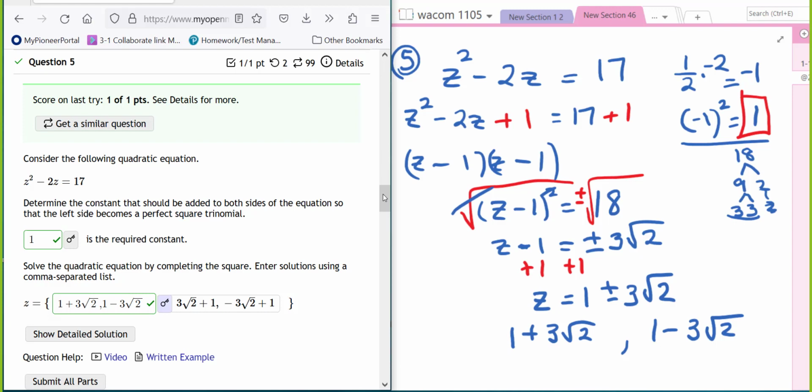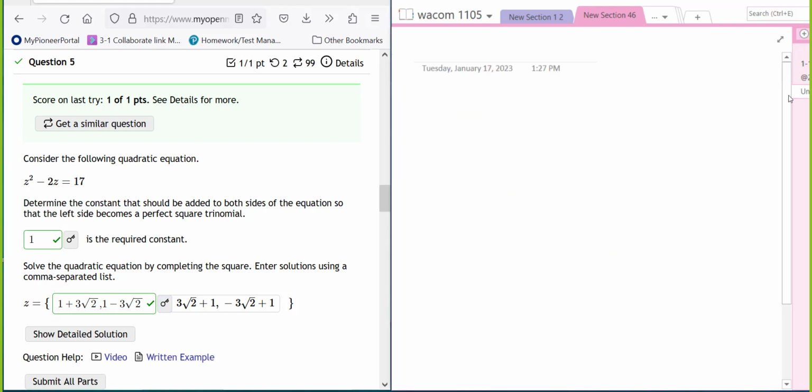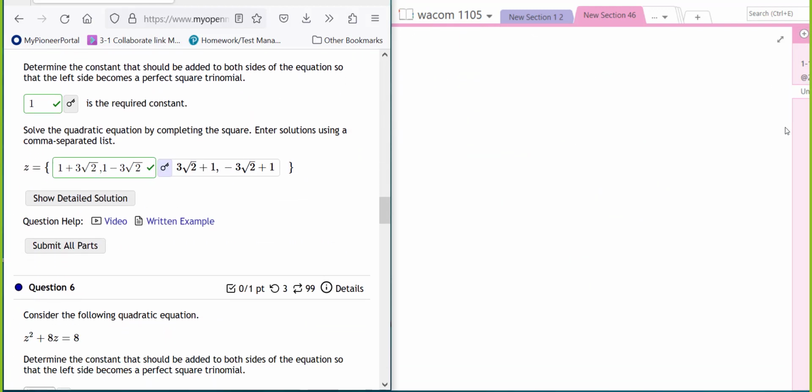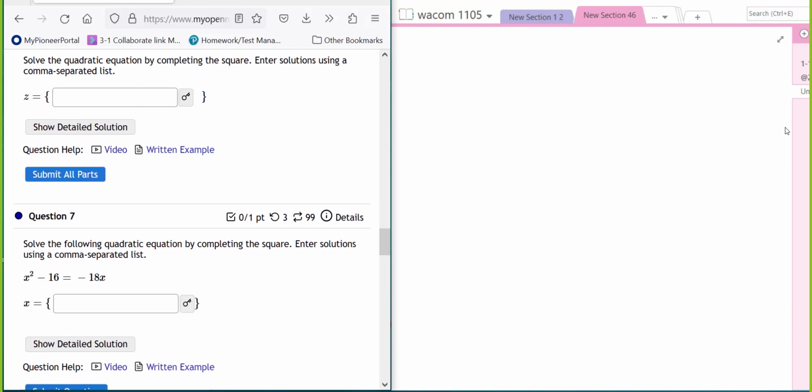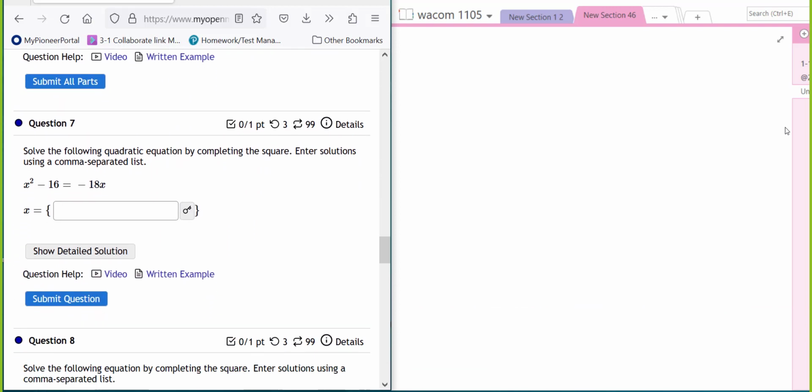Any other question here? Right. Next, I picked number 7. And I try to pick ones where different things show up. And this one, the order is the issue.